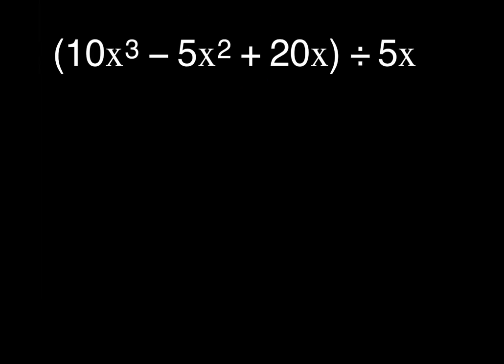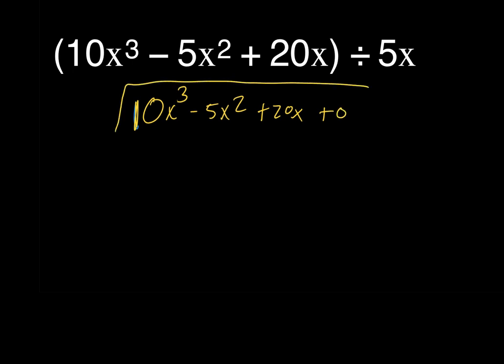We'll do this one, which should be a little bit simpler in terms of we've done it like this a different way, but we're going to do it by long division. So I'll start it by writing it down in descending order. 10x cubed minus 5x squared plus 20x plus 0, because there's not a number term. And then I'm going to do 5x into them. 5x into 10x cubed is 2x squared.